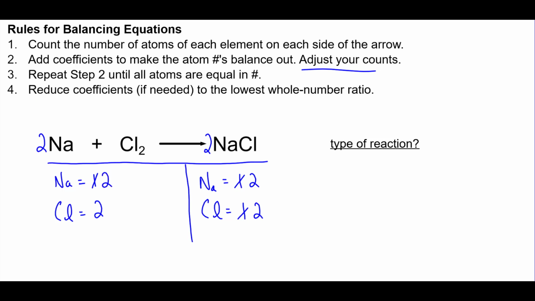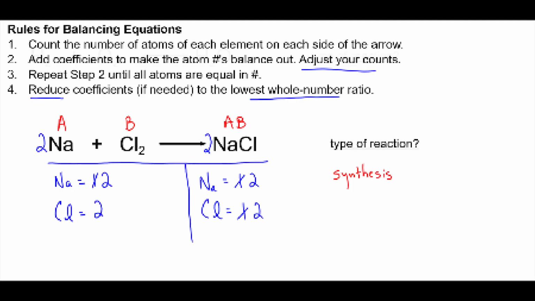Now the last step is to reduce coefficients to the lowest whole number ratio, and I'm going to write this 1 in front of chlorine right now. And if you notice, a 2 to 1 to 2 ratio is already the lowest that it can possibly be. I'll take that 1 out because we would never really write that. Now for the type of reaction, let's get a little practice with that. I have a substance A, and then B, and then together they make AB. So this is going to be a synthesis reaction. If you've got that into your notes, let's move on to the back of the sheet.